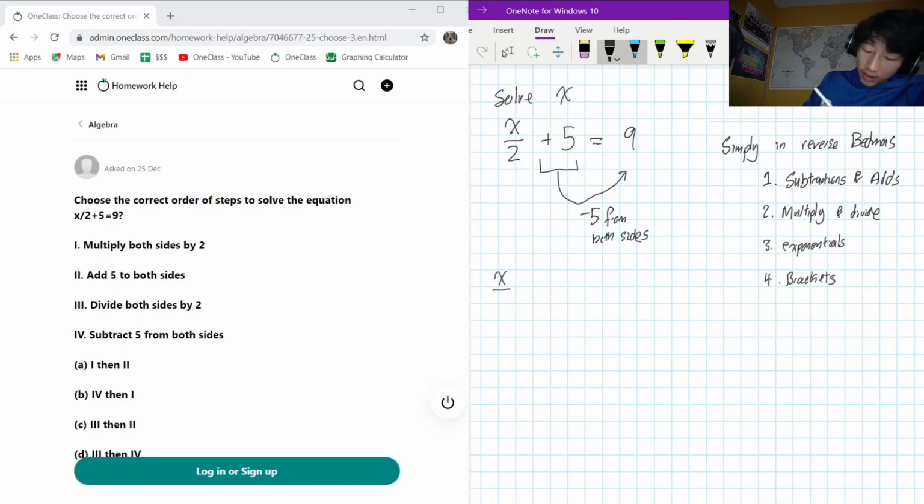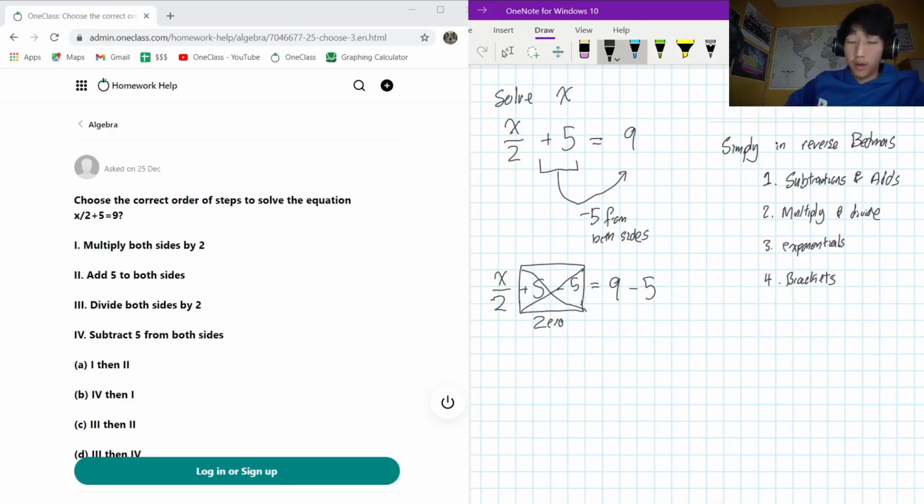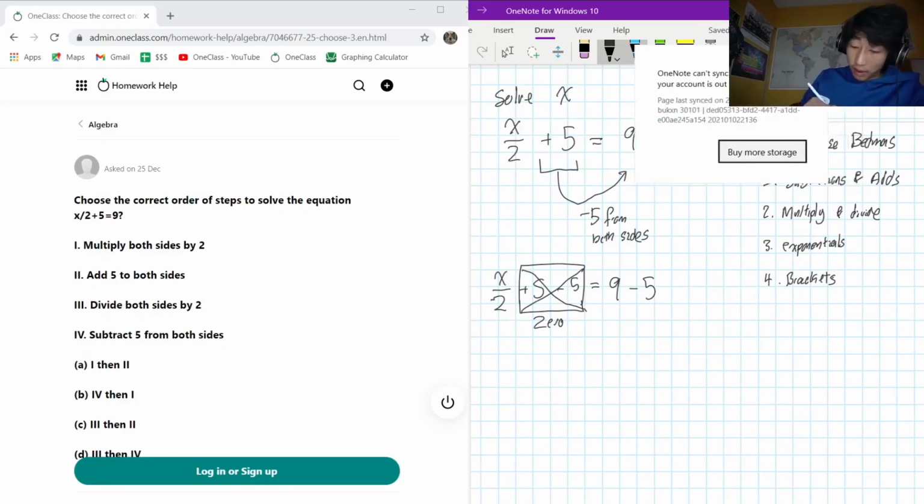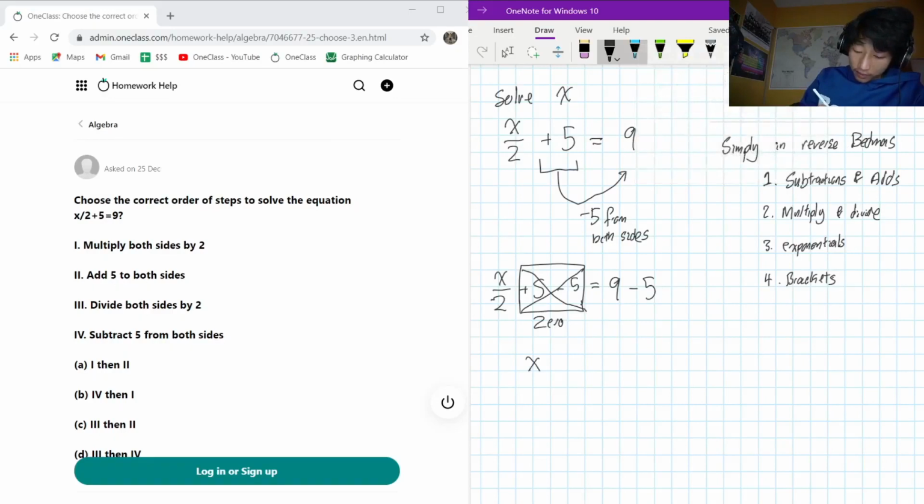So we'll have a situation like this: x divided by 2 plus 5 minus 5 is equal to 9 minus 5. Now you see, when we have plus 5 and minus 5, that is going to be 0. So we can put this in a box and put that box in the trash because we don't need that anymore. Okay, so we really have x over 2 is equal to 9 minus 5, and I know 9 minus 5 is equal to 4.